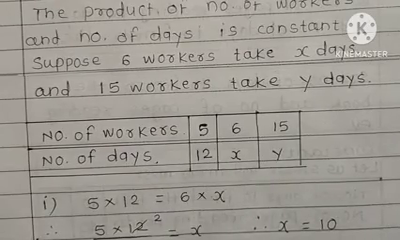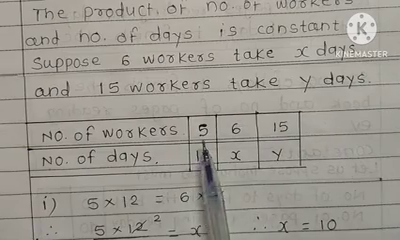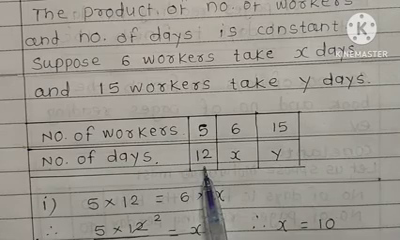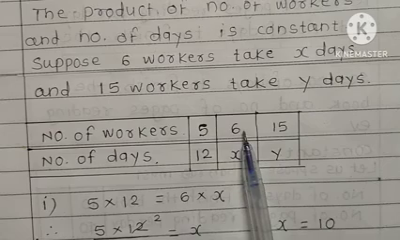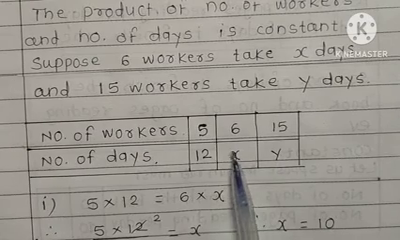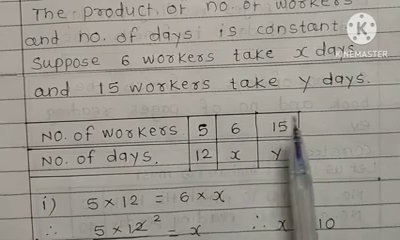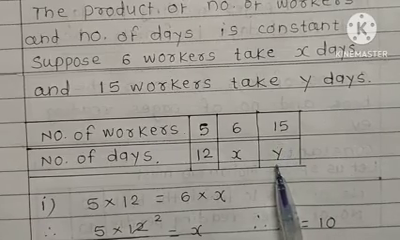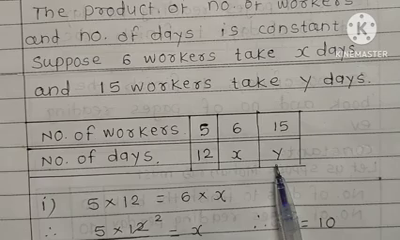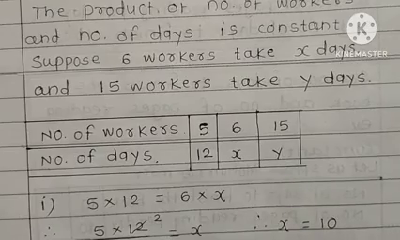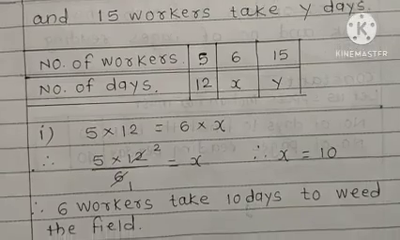In the first case, we are given 5 workers take 12 days. Then 6 workers would take how many days? That is X days. This is the first question. Second, if 15 workers are there, it would take Y days. This is the second question. So, one by one we can solve it as follows.